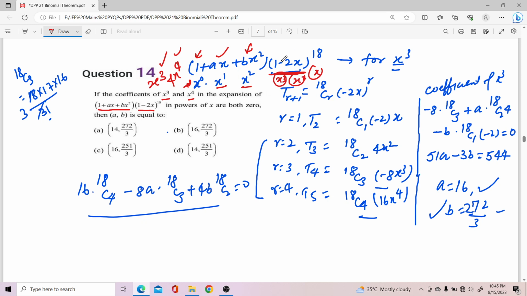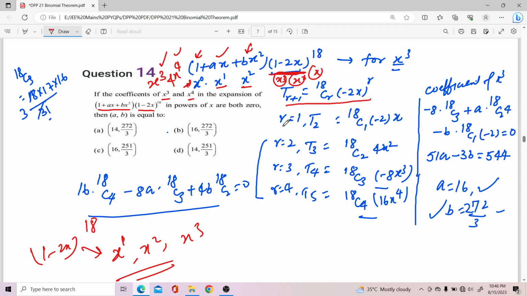So in this expansion, (1 - 2x) raised to 18, what do we have to take care of? We have to take care of x raised to 1, x raised to 2, x raised to 3. These 3 powers have to be calculated. So the best way is to write the general term. If we place r equal to 1, we will get the term which contains x, the first power of x. If we place r equal to 2, we will get x square. If we place r equal to 3, we will get x raised to 3.